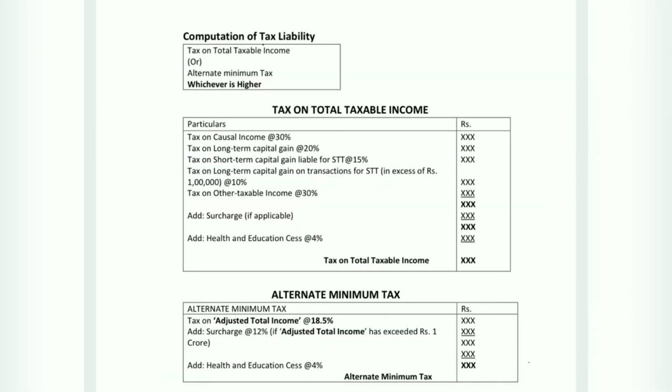The next step is to calculate tax liability of the firm. Since the firm has claimed deduction under section 80IB, we will have to consider the tax on total taxable income or alternate minimum tax, whichever is higher. I repeat, if the firm has claimed any deduction under section 80IA to 80RRB, then we will compare the value between the actual tax on total taxable income or alternate minimum tax, whichever is higher.